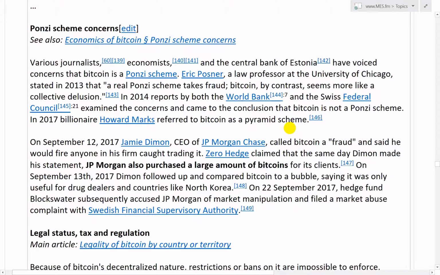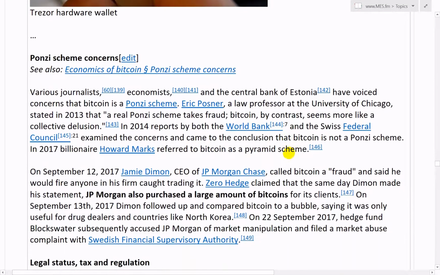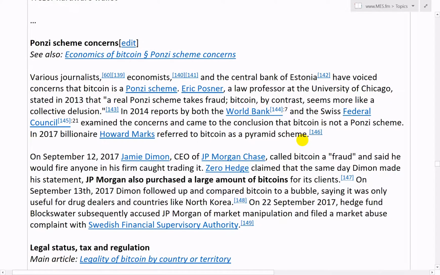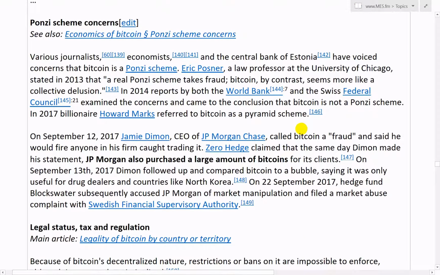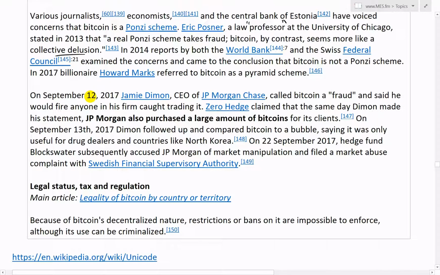I don't believe it's a Ponzi scheme, because when you're actually buying and selling stuff, this is a game changer. So various journalists, economists, and the Central Bank of Estonia have voiced concerns that Bitcoin is a Ponzi scheme. Eric Posner, a law professor at the University of Chicago, stated in 2013 that a real Ponzi scheme takes fraud. Bitcoin, by contrast, seems more like a "collective delusion." I'm going to put this in quotation marks. Professor. In 2014, reports by the World Bank and the Swiss Federal Council examined the concerns and came to the conclusion that Bitcoin is not a Ponzi scheme.